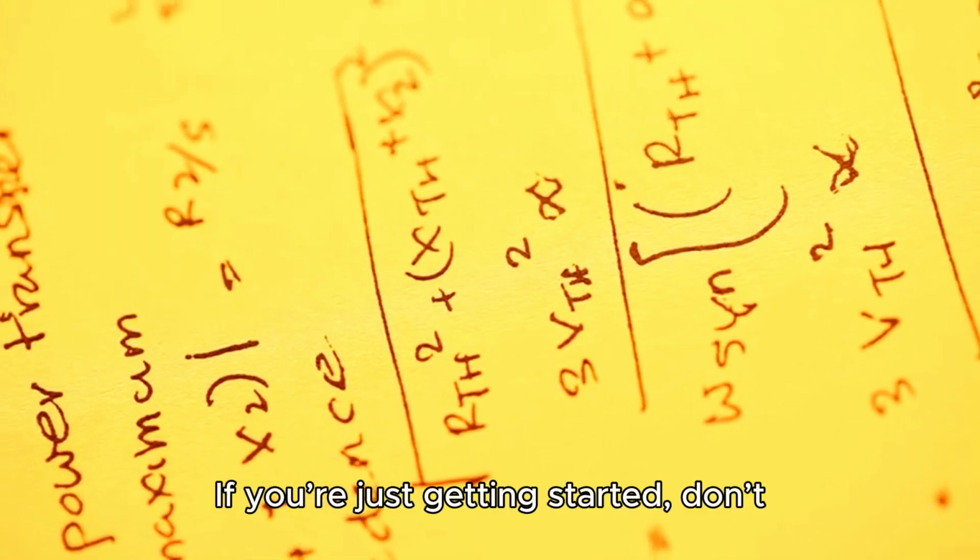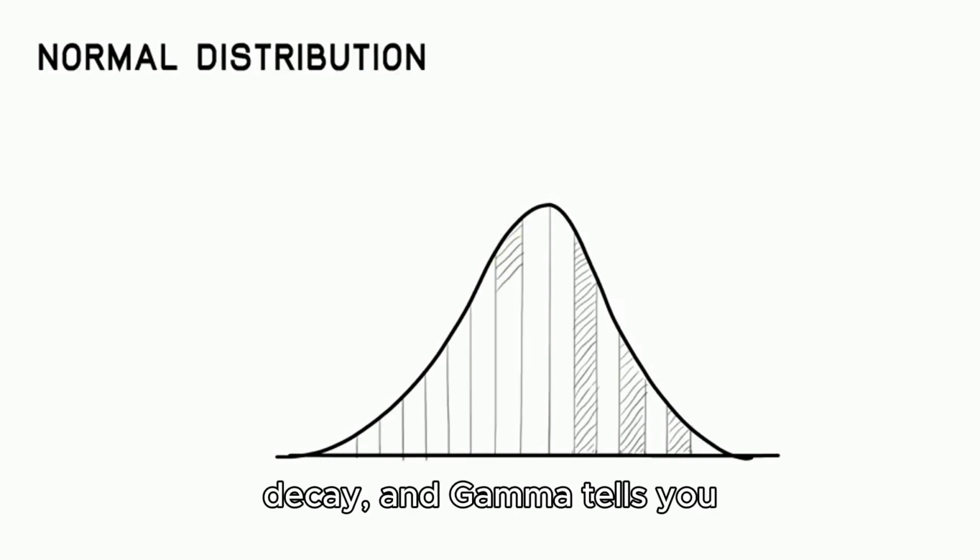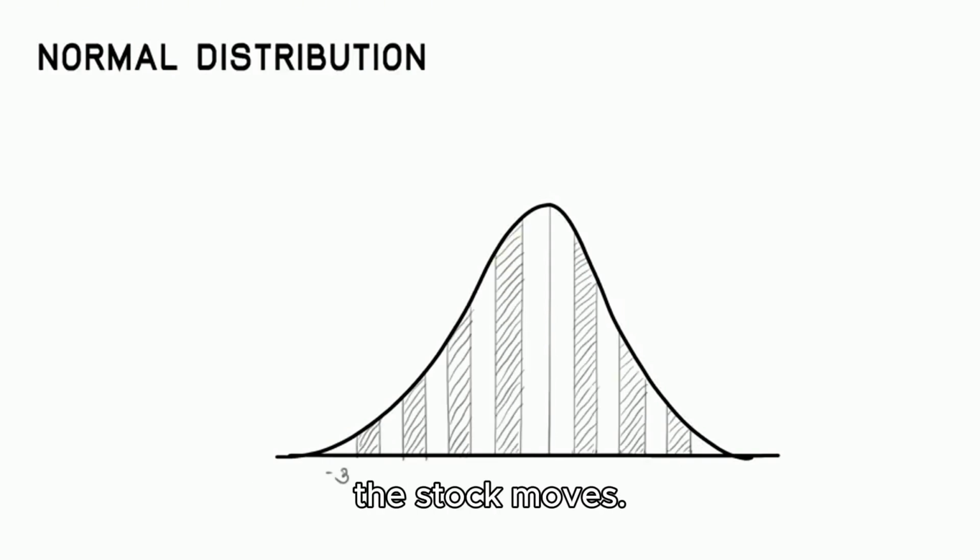If you're just getting started, don't worry about memorizing formulas. Focus on the intuition. Delta is direction, Vega is volatility, Theta is time decay, and Gamma tells you how much risk changes when the stock moves.